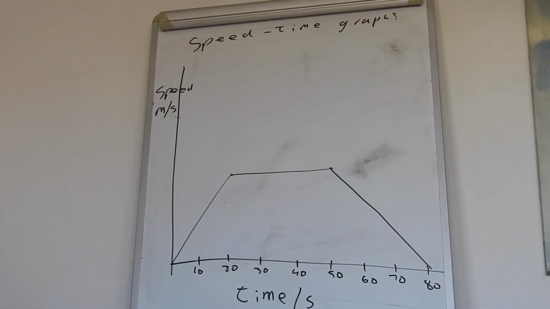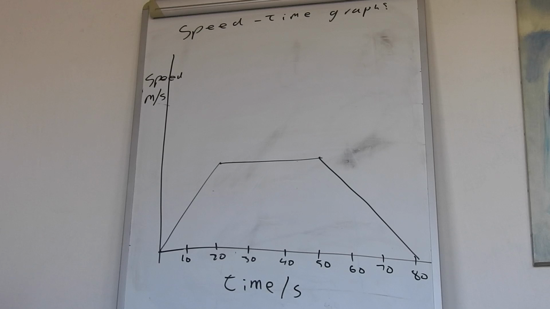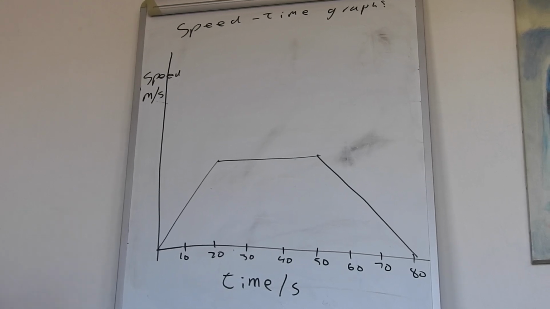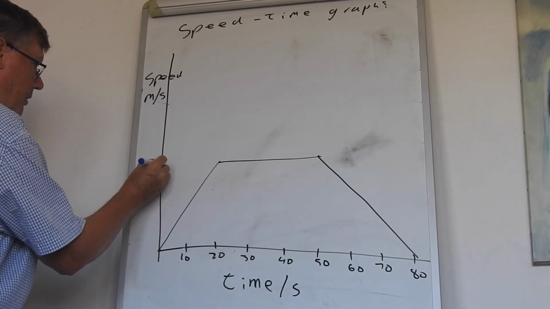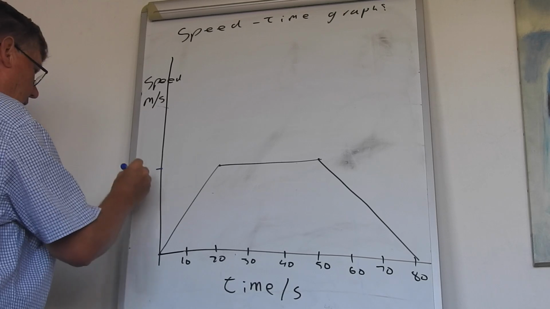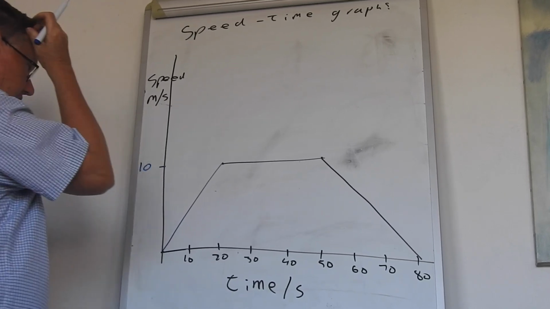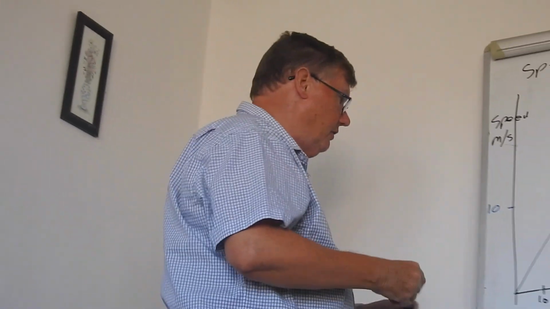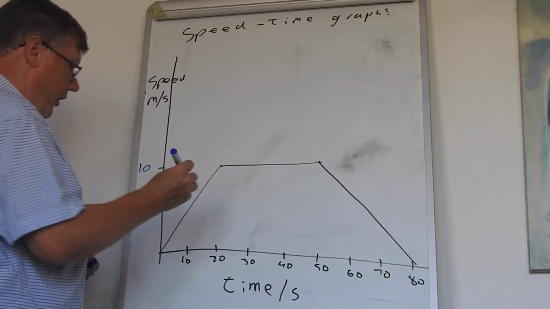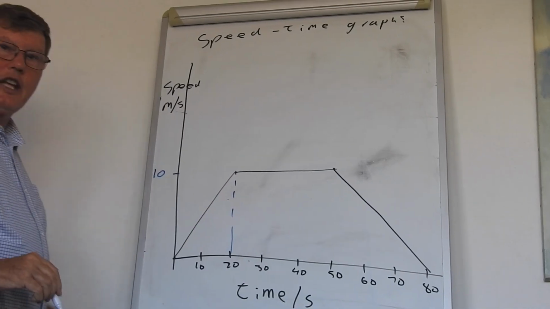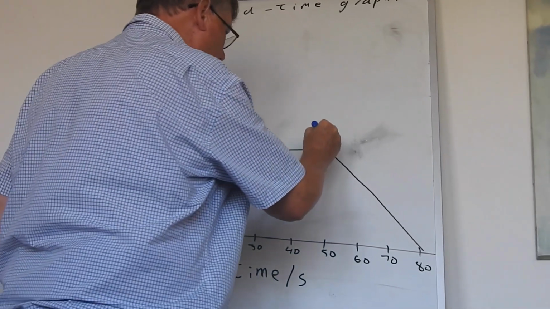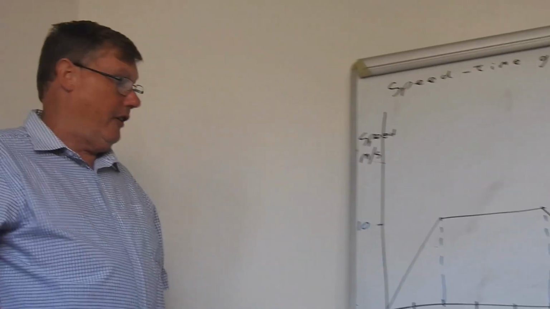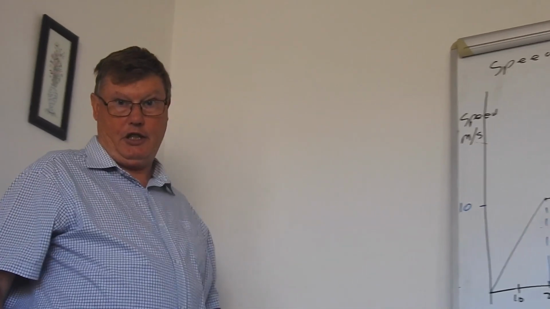So they're going to ask you loads of questions. I need to put some numbers on here for it to make sense. So I'm going to put one number on there. We're going to keep it simple. That's going to be 10 meters per second. The two major questions they're going to ask you: What was the acceleration during this part of the journey? What was the acceleration during the middle part of the journey? And what was the acceleration for the last part of the journey?